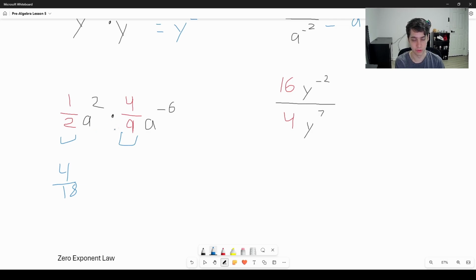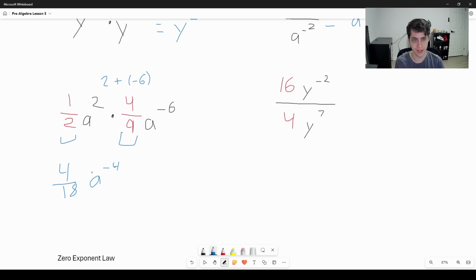Next, we're going to try to do our variables. So it's multiplying, which means we're adding them together. So we're doing this 2 plus this -6, which means we actually get different signs, so we're going to subtract them. We end up with a -4 there. So this is actually our answer, but it's not at all in the simplified form, so we're going to talk about how to do that.